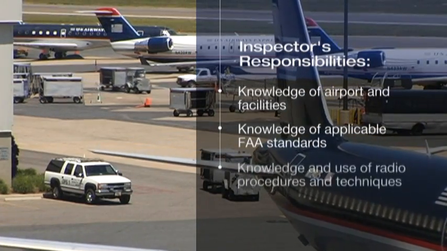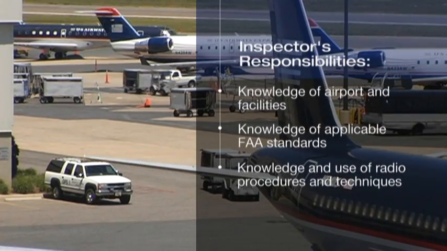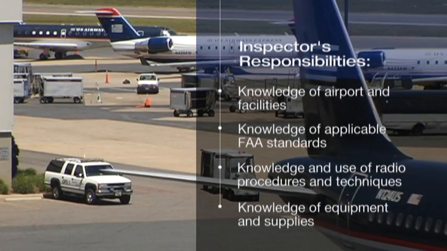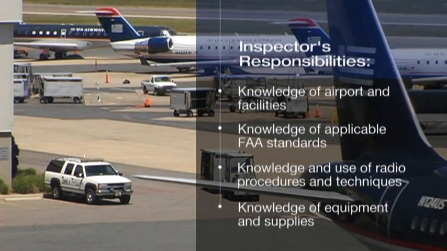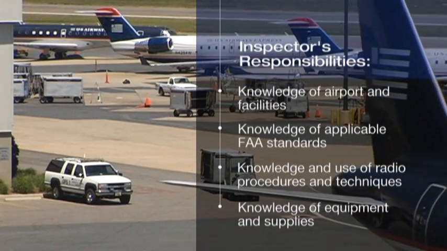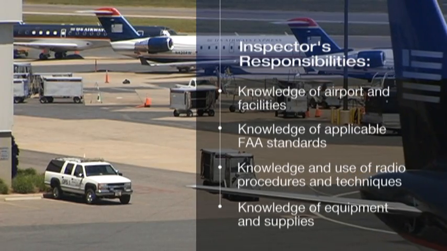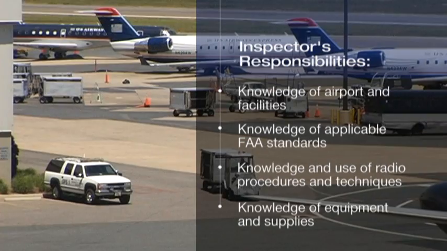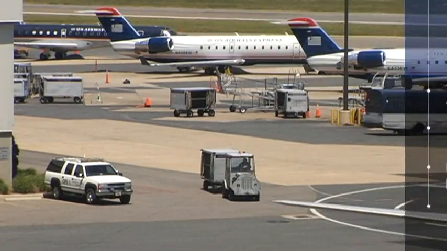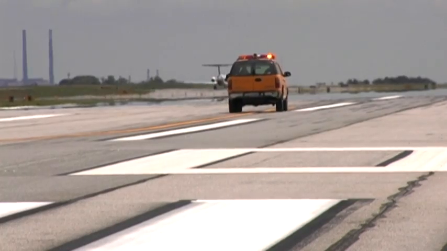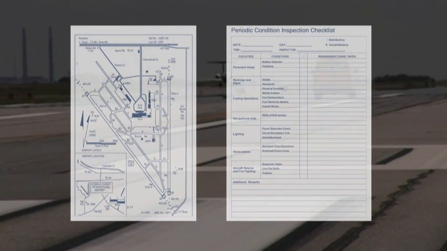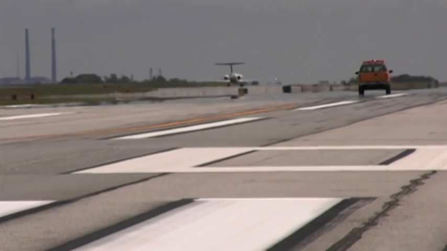And the inspector should know and use correct radio communication procedures and techniques. As for equipment, the inspector should have a vehicle with a beacon and a 2-way radio, and should be supplied with checklists covering various inspection areas. And while formats of checklists vary, the important thing is to develop a checklist that is useful for your specific airport and its operation. A sketch of the airport should accompany your checklist so that the location of problems can be readily identified.